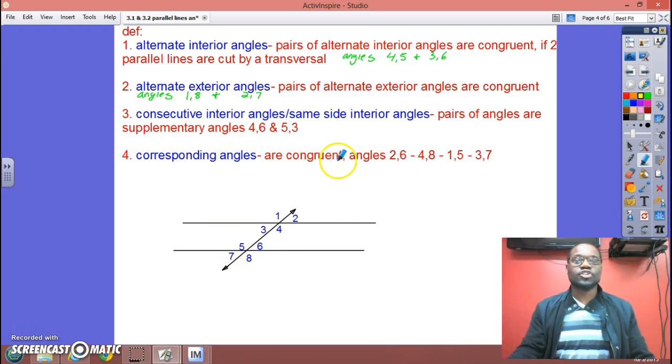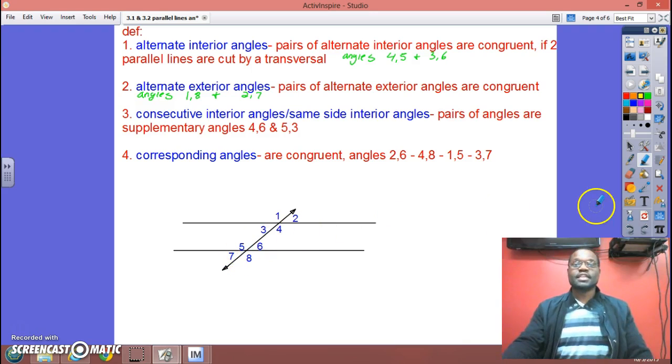Corresponding angles are congruent. So, what do you mean? Say corresponding are 2 and 6, okay? 4 and 8, same side. 1 and 5, you see that you kind of skip an angle on the same side. 3 and 7. So, if you skip an angle on the same side of the transversal, those are called correspondings and they are congruent.